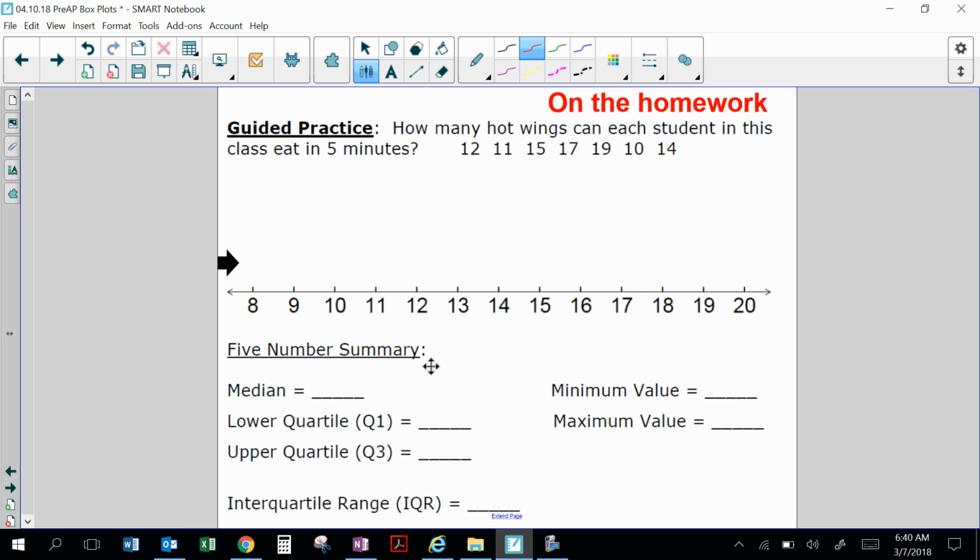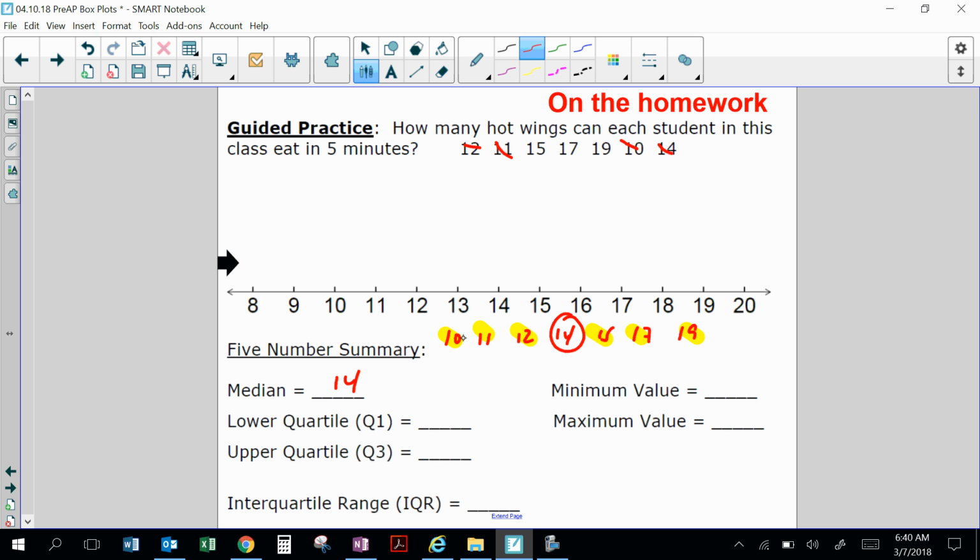All right, so now we are going to be practicing. How many hot wings can each student in this class eat in 5 minutes? In this one, let's put the numbers in order first of all. So let's see, I see 10 and 11, 12 and 14, 15, 17, 19. Let's find the median. So the median is 14. I'm going to write that down, 14.